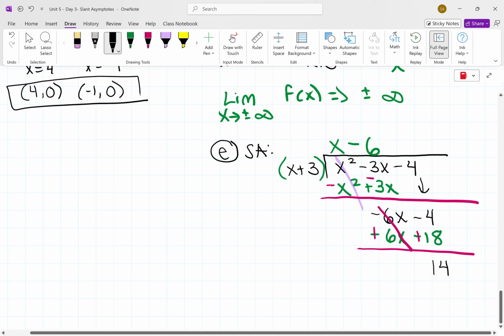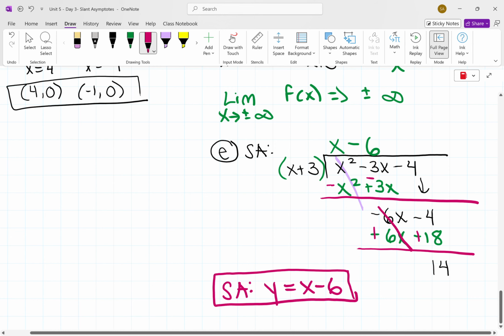is a positive 14. What does this positive 14 represent? The remainder. Do I care about the remainder? All right, I don't care. So what is the equation of my slant asymptote? y equals, good, the divisor, x minus 6. So now we found the slant asymptote.